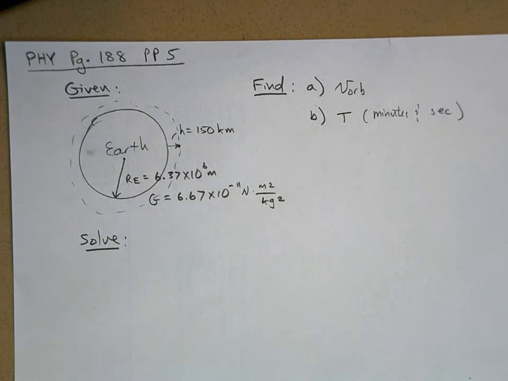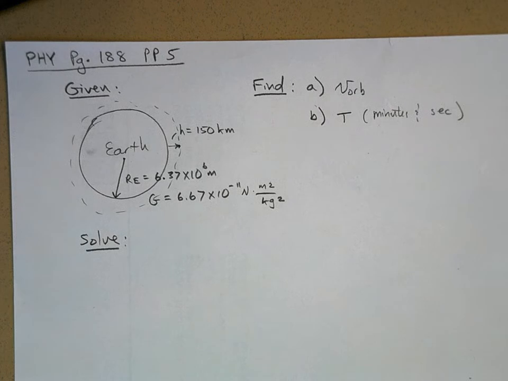Let's do practice problem number 5. It's on page 188, and I'll read the problem. It says, use Newton's thought experiment on the motion of satellites to solve the following. A, calculate the speed that a satellite shot from the cannon must have in order to orbit the Earth 150 kilometers above its surface. B, how long in seconds and minutes would it take for the satellite to complete one orbit and return to the cannon?